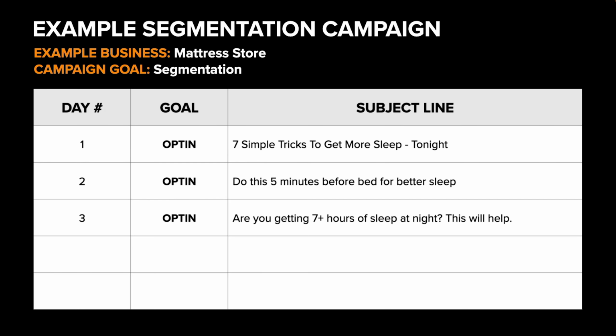The first email I would send out is something super sneaky, like 7 simple tricks to get more sleep tonight. It is not only the title of a report, it is incredibly valuable, and it speaks to the desired end result of your prospects, right? So lead with it right on the nose and go and ask for the opt-in.